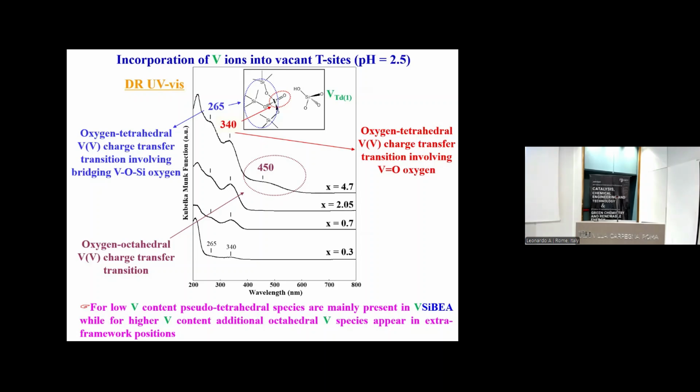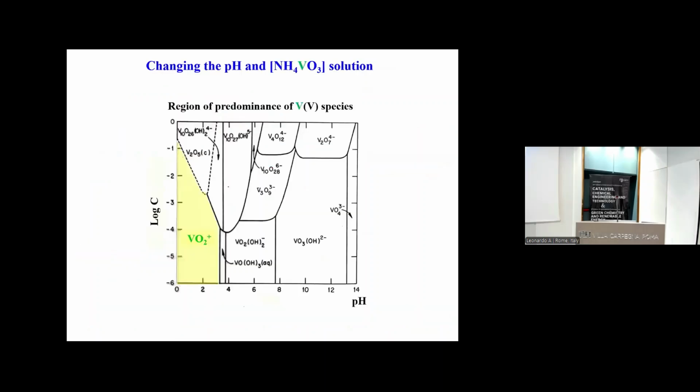We can see also that when the content of vanadium is increasing in the sample, we can observe that not only tetrahedral species is observed, but also octahedral species. This result confirms the same result obtained with vanadium MAS NMR.